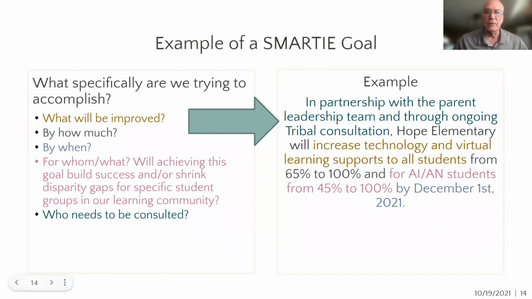So here's an example of a SMARTIE goal. What we've done is color-code on the left to the elements on the right of an example of that goal. So what's going to be improved? We're talking about increasing technology and the virtual learning supports for all students. By how much? We've got the data in there from 65 to 100%. By when? We've got an end date, December 1st of 2021.